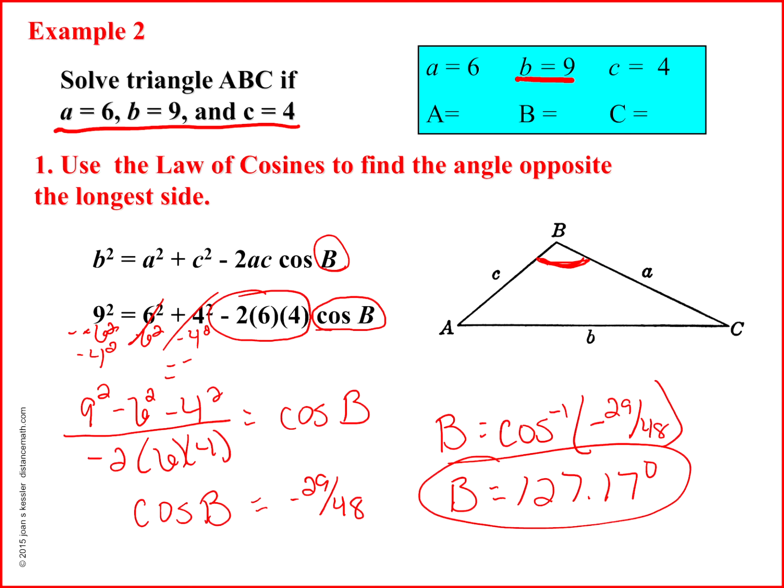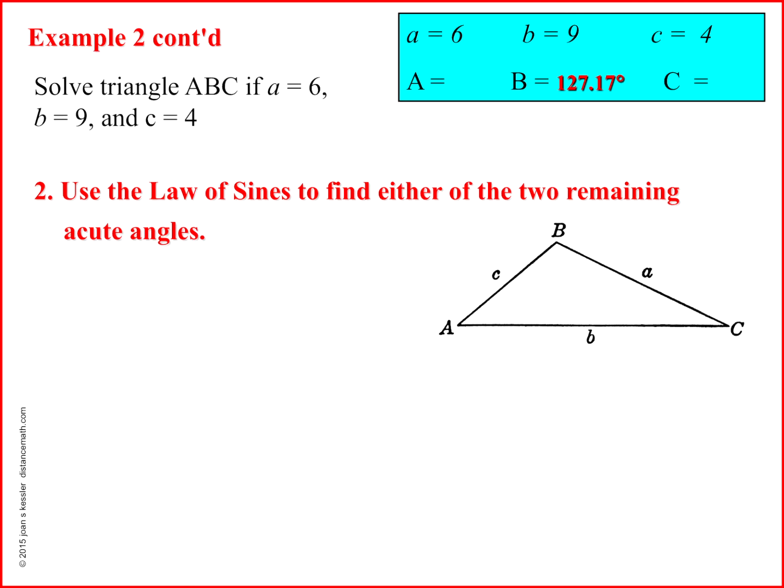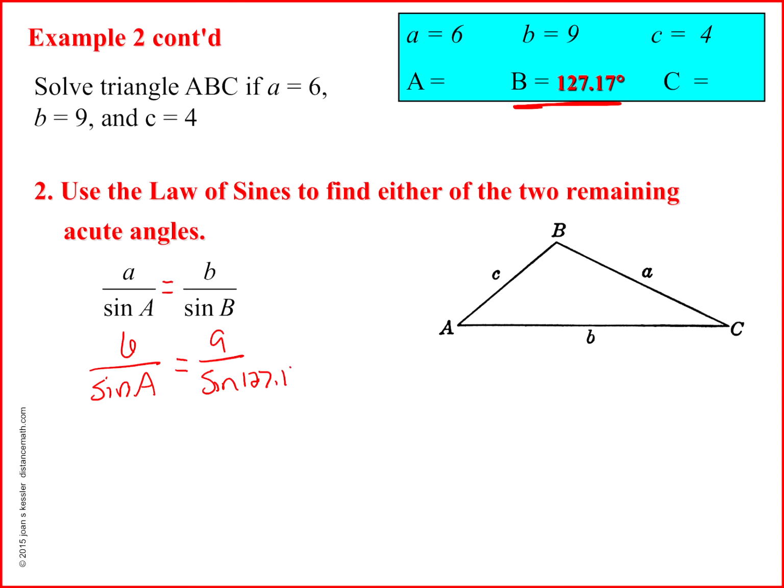So once you know your B, part 2 on here is to use the law of sines to find either of our other 2 angles. I put in my B that I knew up here. So we're going to use our law of sines right here. I'm just going to solve for A first. It doesn't matter which one you actually solve for first. So sine A over 6 equals sine of 127.17 over 9.